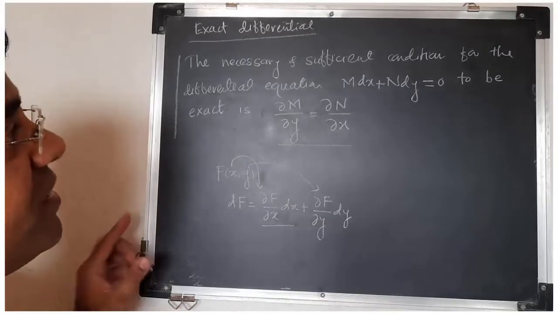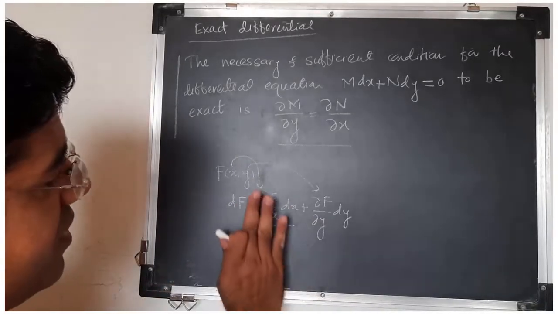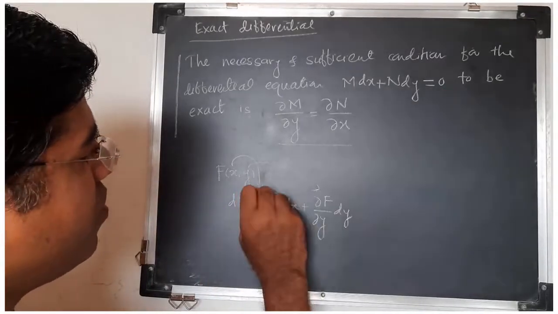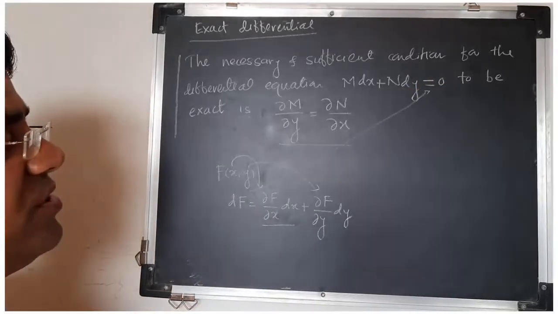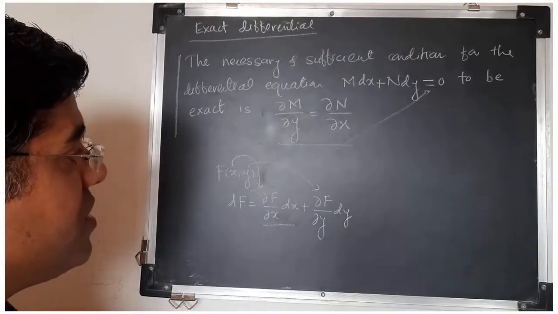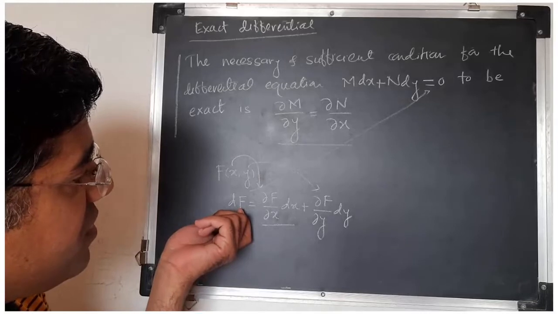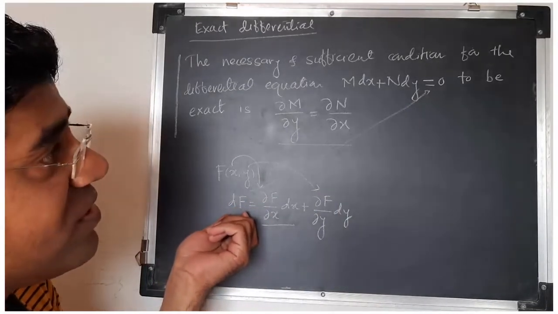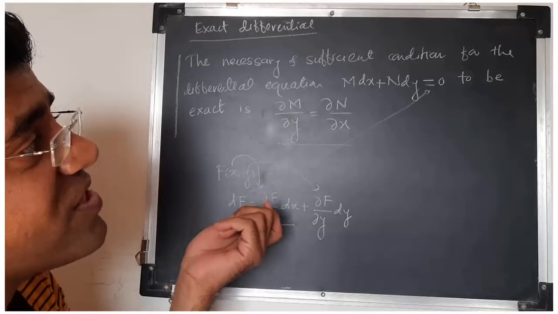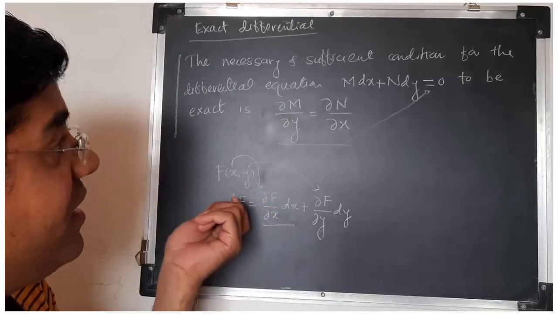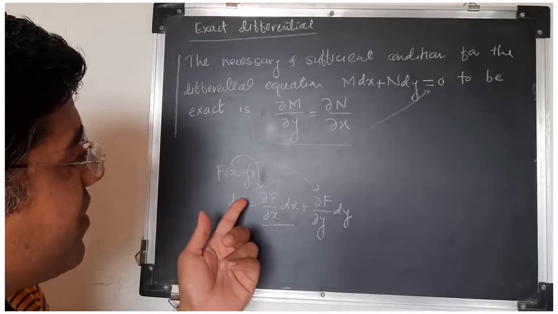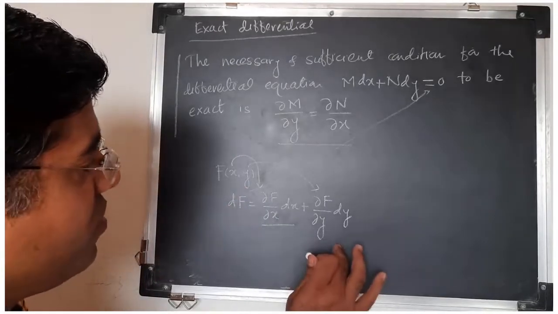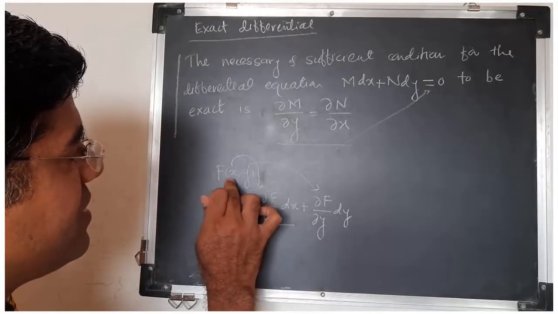But in this case, this is your M, this is your N, and this is equal to 0. This is equal to 0 means the differential is 0. Differential is 0 means what? The function should be constant. Then we can write that differential df is 0, which means your function f(x, y) is equal to a constant.